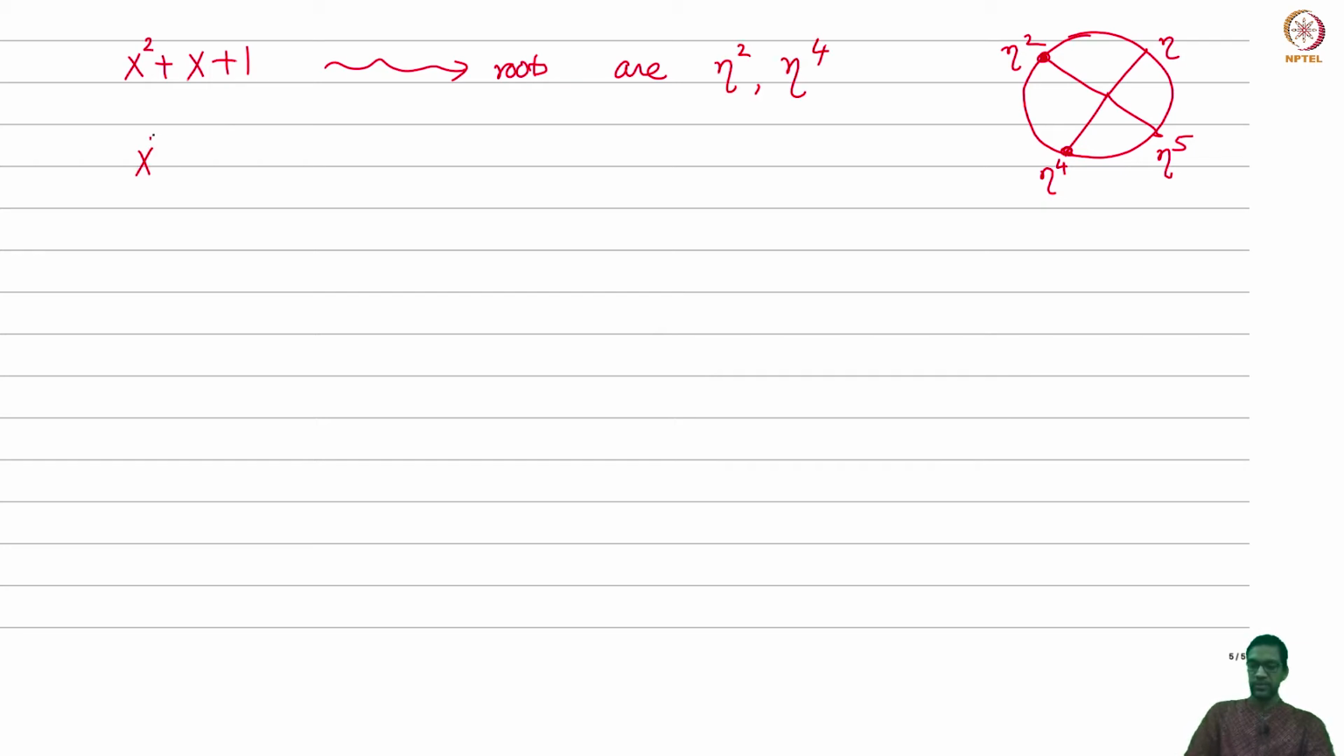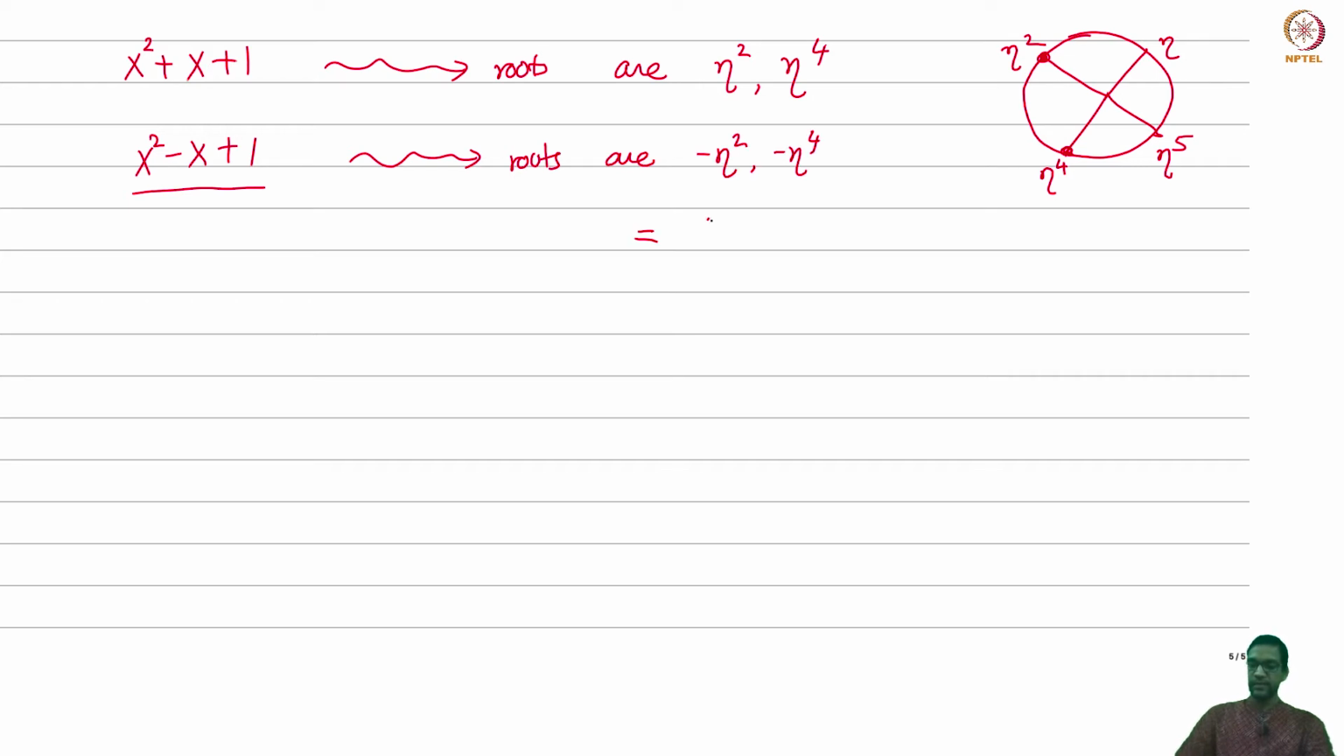And x square minus x plus 1 equal to 0? Well, its roots are just the negatives of these, because observe the bottom polynomial is just obtained from the one on the top by replacing x by minus x. So the roots of this are the negatives.